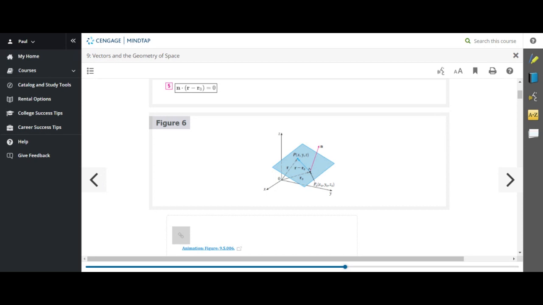Okay, so let's make sure that you're comfortable with this in figure 6. Do you see how the blue vector, which is the difference of the vectors r and r sub 0, must lie in the plane? And that vector is perpendicular to the normal vector to the plane. Do you see that reasonably well?